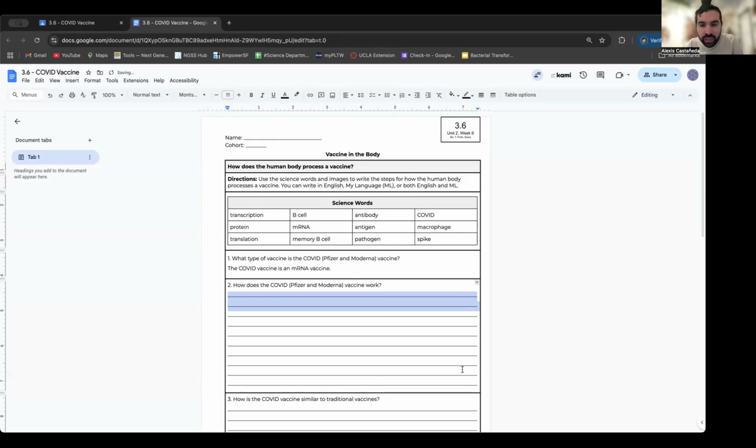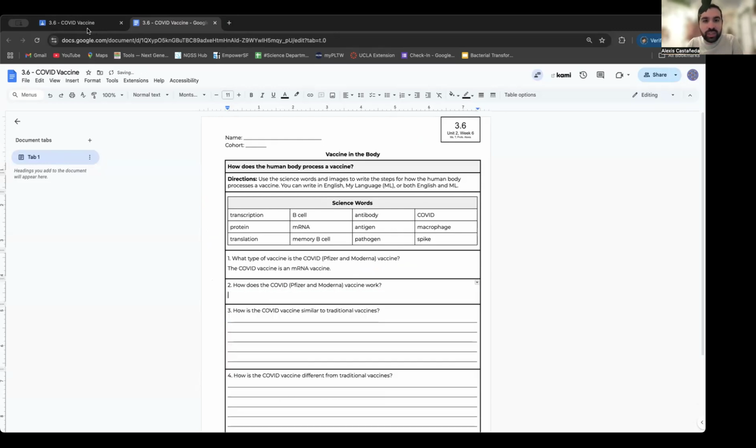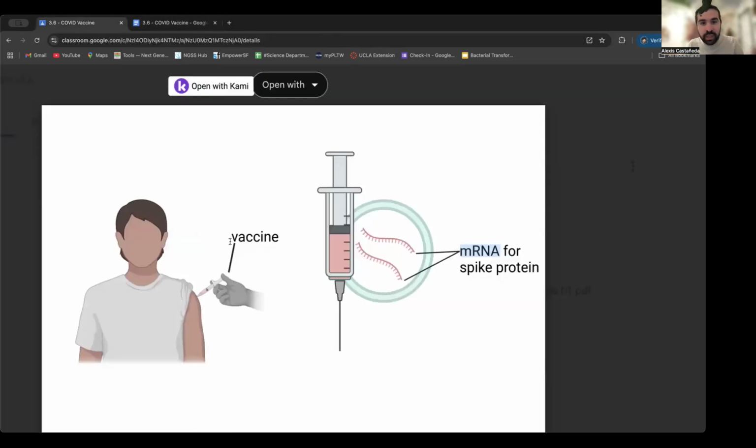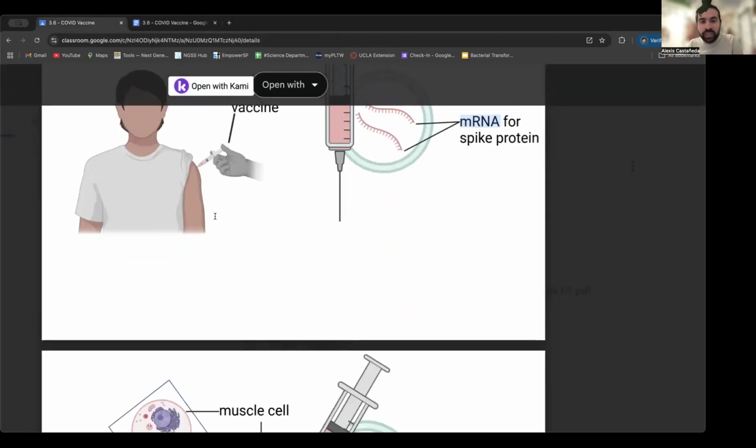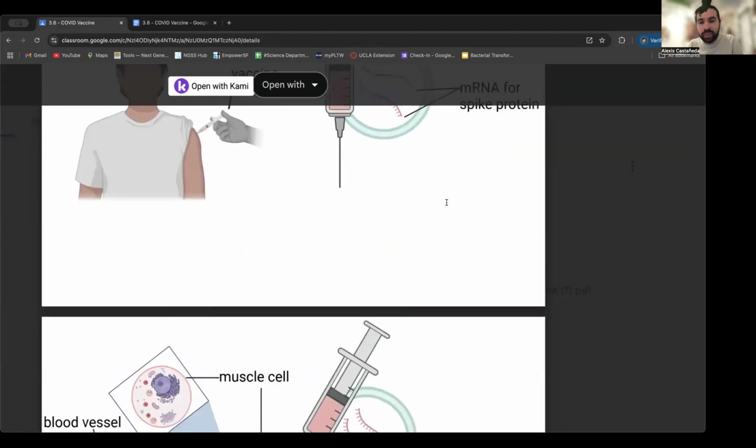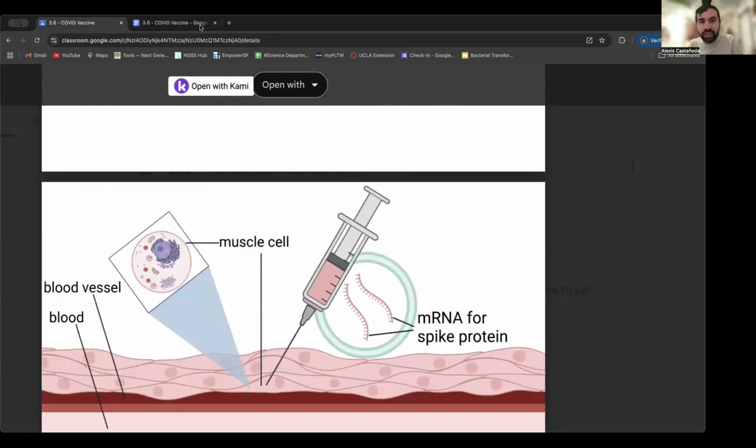Now it's asking you how the COVID vaccine works. So the COVID vaccine rate is very similar. And let's just go quickly through these steps. We're going to summarize this. So first we inject the mRNA for the spike protein into muscle cells. That's the first thing that we're going to do.